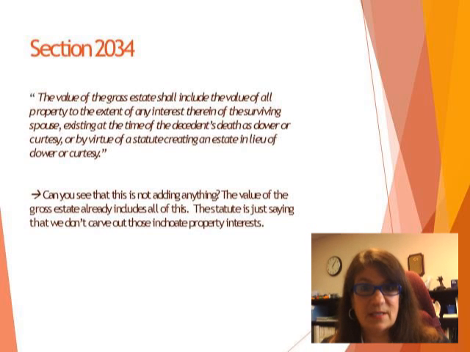Here's the text. The value of the gross estate shall include the value of all property to the extent of any interest therein of the surviving spouse existing at the time of the decedent's death as dower or courtesy, or by virtue of a statute creating an estate in lieu of dower or courtesy. That's the elective share. So can you see that it's not adding anything? The value of the gross estate already included all of this. The statute is just saying we didn't carve those out.